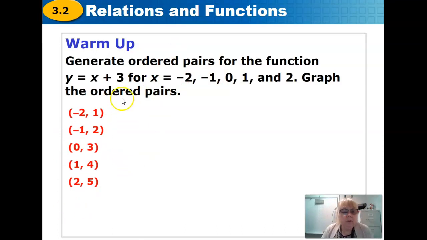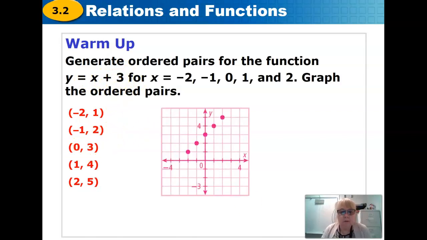In every single one, you do the same thing. Just plug it in. So 0 gives us 3 because 0 plus 3 is still 3. So that's this one. And then graphing it the way that I showed you, go -2, up 1. Each ordered pair only has 1 point associated with it. So the next one, -1, 2, we go over to -1 on x and then up to 2 on y, and that's where the point goes.